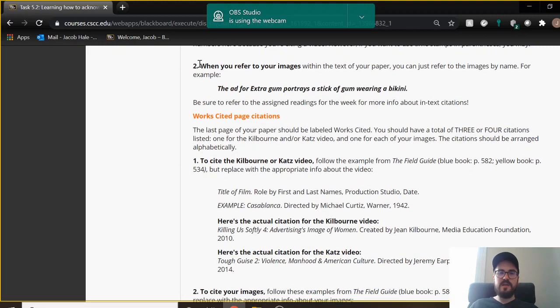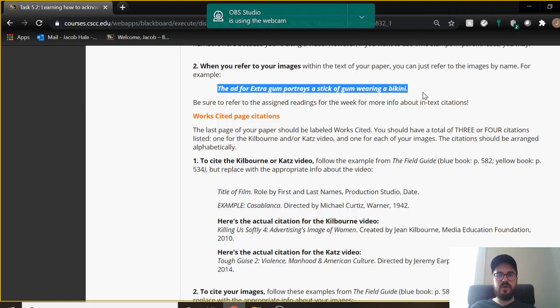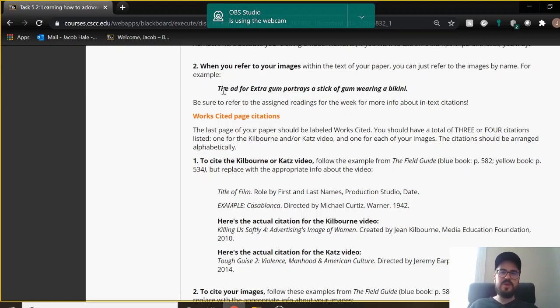Our next bit here is referring to your images. There's a couple of ways you can do this. One, you can just refer to the ad by its name or by a short description of it. So for example, here we have the ad for Extra gum portrays a stick of gum wearing a bikini. And that makes it clear which image you're referring to. And that's probably the safer and certainly more descriptive way to go about doing this.